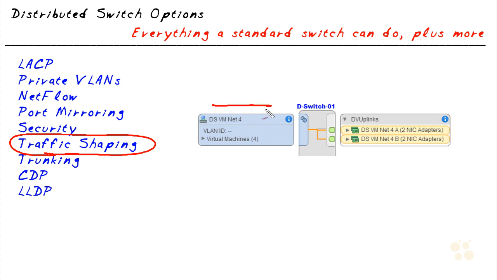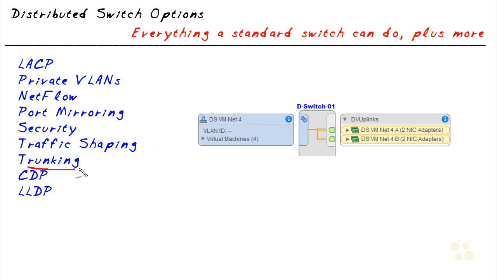A standard switch will only slow down ingress traffic. That means traffic that is coming from a virtual machine into the switch. And on a distributed switch, it also can go ahead and slow down egress traffic. And that would be traffic that is leaving the switch going to a virtual machine. So we can do it ingress or egress with the traffic shaping on a distributed switch.